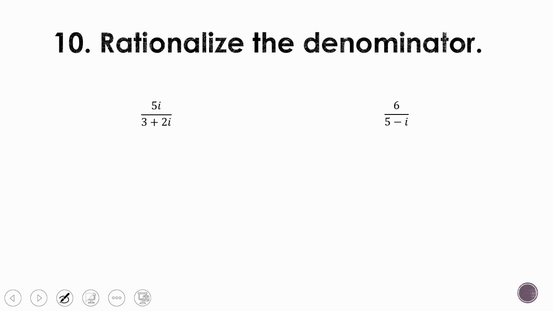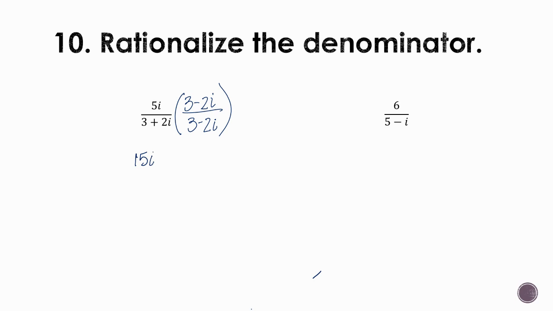Rationalizing the denominator. This is where we multiply by the conjugate of the denominator. On this first one here, I'm going to multiply by 3 minus 2i on both the top and the bottom. On the top, I'm going to multiply that out, so it's 15i minus 10i squared.